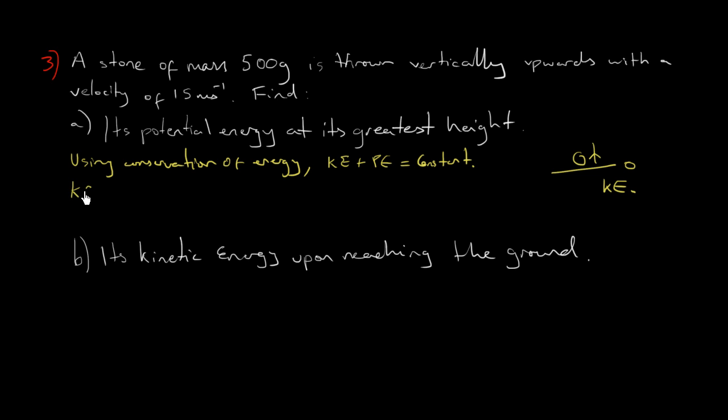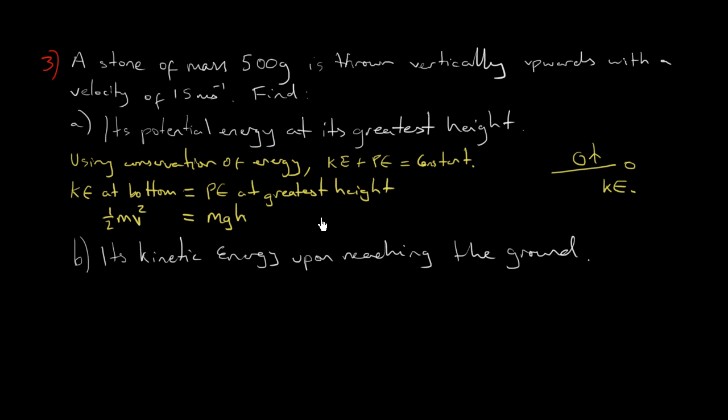So we say that the kinetic energy at the bottom equals the potential energy at greatest height, and therefore we can use the formula half mv squared, where the squared only affects the v, is equal to mgh. Half mv squared is half times the mass, which is 500 grams or 0.5 kilos, times the velocity squared, and velocity is 15 squared.